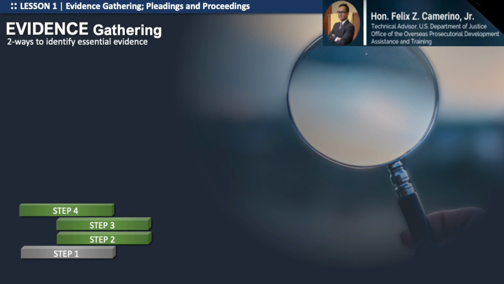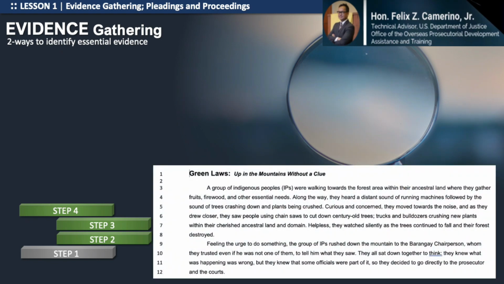All right, so let's pull up one that you've already seen. In fact, you may already have this. I showed this to you in an earlier presentation. This is the first of 3 hypothetical cases that form part of your assignment. This one is entitled "Up in the Mountains Without a Clue." Let's just quickly read it so we can get a better idea of what it's about.